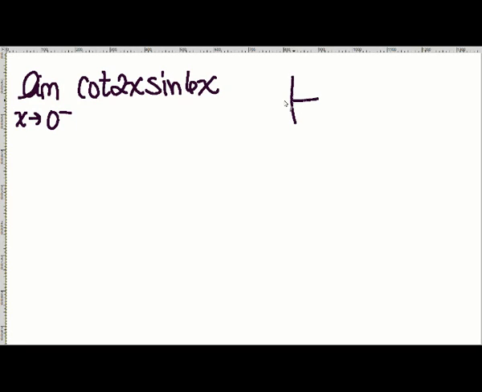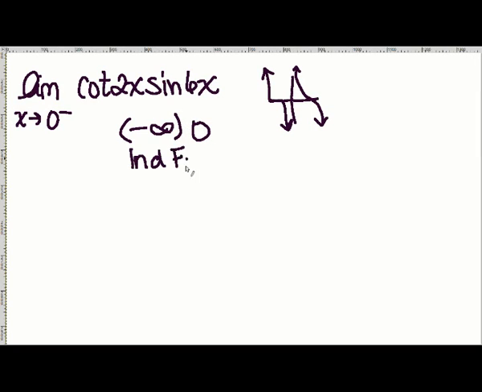So if I consider cotan of 0, well, cotan has an asymptote at 0. Looks roughly like this. So on the left of 0, cotan is going to minus infinity. And sine of 0 is 0. So ultimately we have a 0 times infinity indeterminate form. And we want to use our cute little algebra trick.